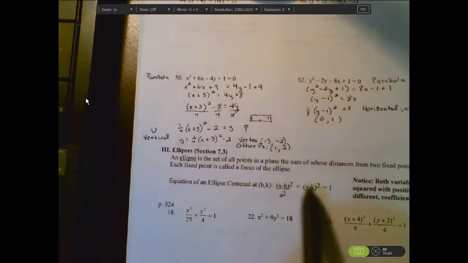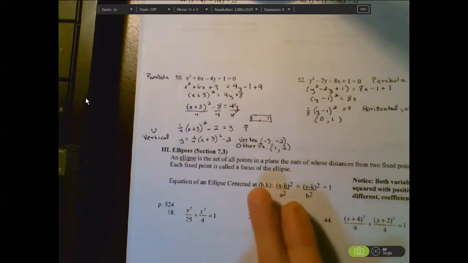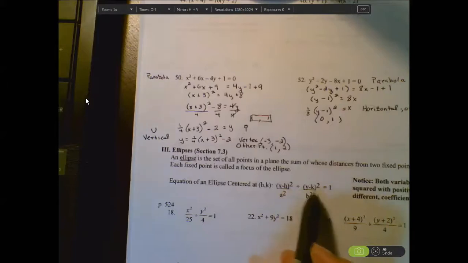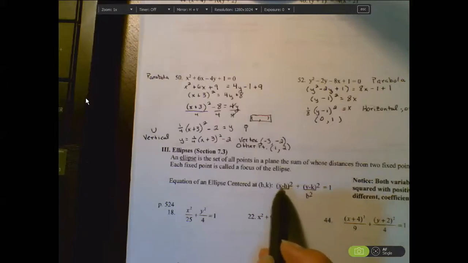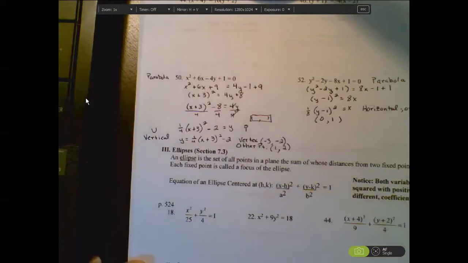Even with an ellipse, when we talk about them on the next video, if I reversed those two and had the y minus k before the x minus h, the vertex would still be (h, k) because the h is with the x and the k is with the y. So just watch out for that.